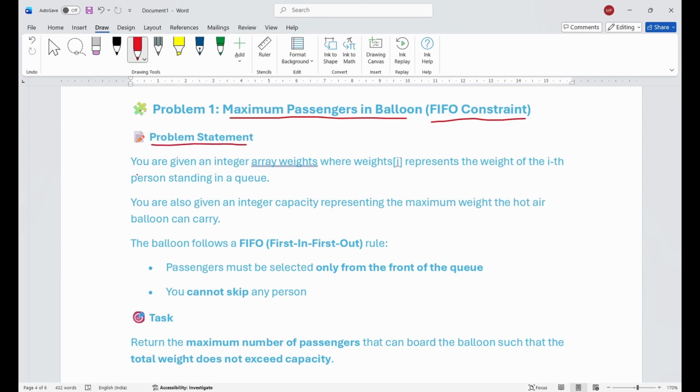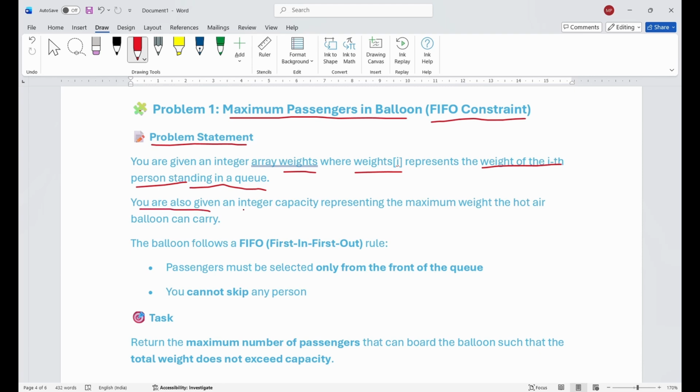So the problem statement is: you are given an integer array weights. An individual element, weights of i, represents the weight of the ith person. That person's weight it is representing. These people are standing in a queue, so we have to consider the weights one by one. We cannot skip any person's weight.